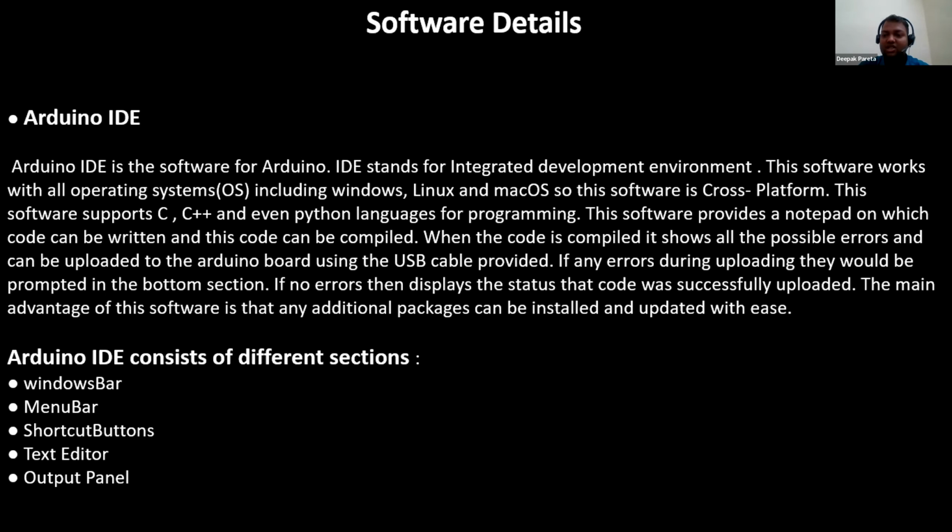For each light, if it is from 100 to 200, it was blue. But if it is like 101, then the luminescence of that LED strip was less. If it was close to 199, then the luminescence was at its max. These were addressable RGBs, so we can control their color and also the brightness and luminescence level. The Arduino IDE consists of different sections: a window bar, a menu bar, shortcut buttons, text editor, and an output panel.